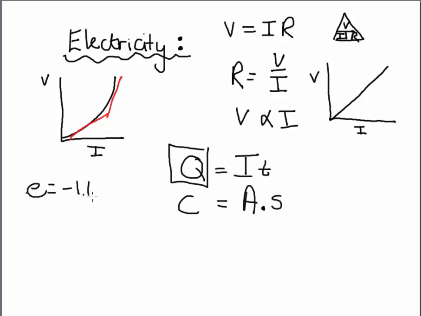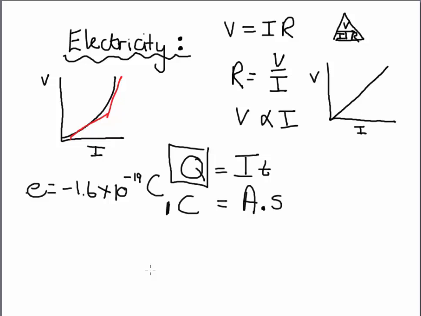That negative just means an electron is negative. 1,6 times 10 to the power negative 19 Coulomb. So to give you an idea, in 1 Coulomb of charge, we have 6,25 times 10 to the power 18 electrons. That's a lot. So if you have 1 Coulomb of charge, you actually have billions of electrons in 1 Coulomb of charge. Each and every electron carries a small amount of charge.